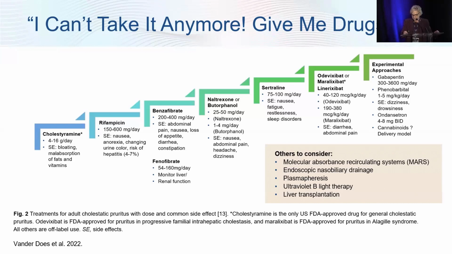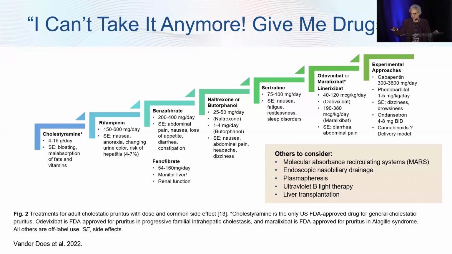Odevixibat is FDA-approved for pruritus in PFIC, and maralixibat is FDA-approved for Alagille syndrome. I think in refractory pruritus, we could potentially think about that for our itchy PBC patients, but everything other than cholestyramine that you see on this slide is off-label, right? So I can tell you what my hit list is, and I'm a naltrexone fan, so I jump right to there. And you can see the various doses and the side effects associated with all these medications.